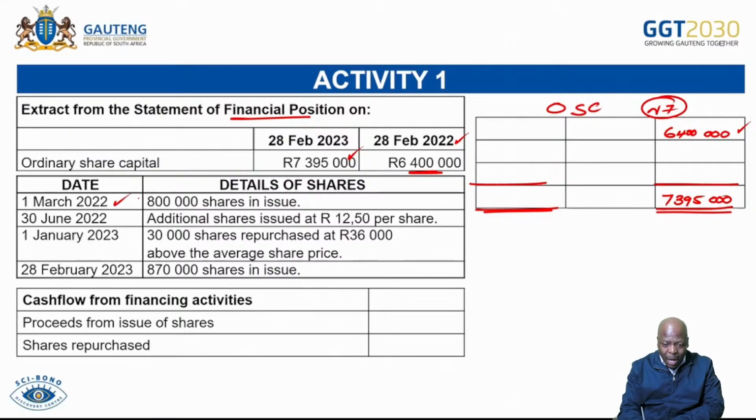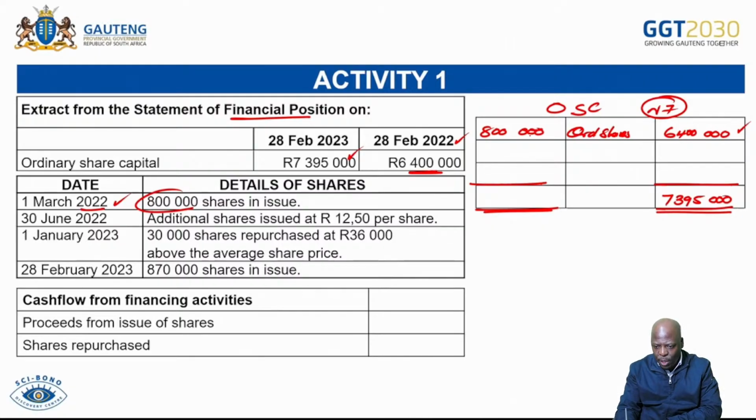On 1 March is the beginning of the year. On 1 March 2022, when the year began, we had 800,000 shares in issue. So I'll come in, then I'll say 800,000. These are ordinary shares. Okay? And we don't know what was their average price, but we can calculate it.